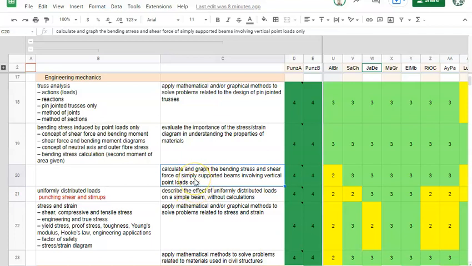Now, simply supported beams means that they only have two reactions. Well, it either needs to be a pin and a roller, or it needs to be one fixed reaction. That's the definition of a simply supported beam.